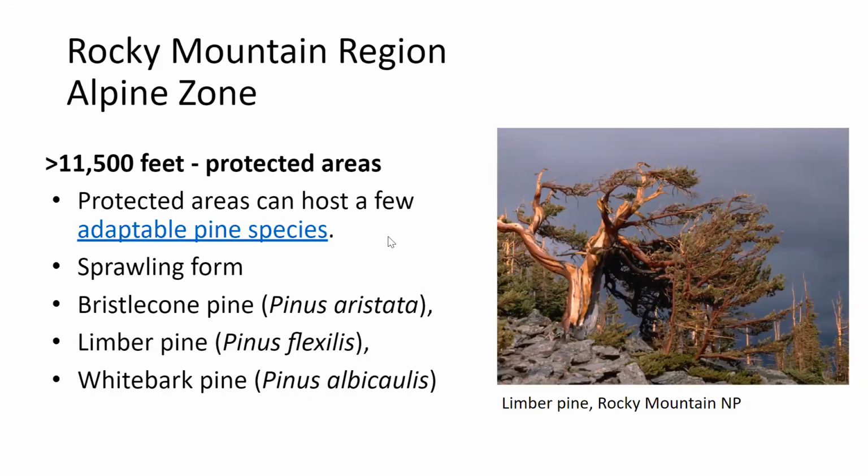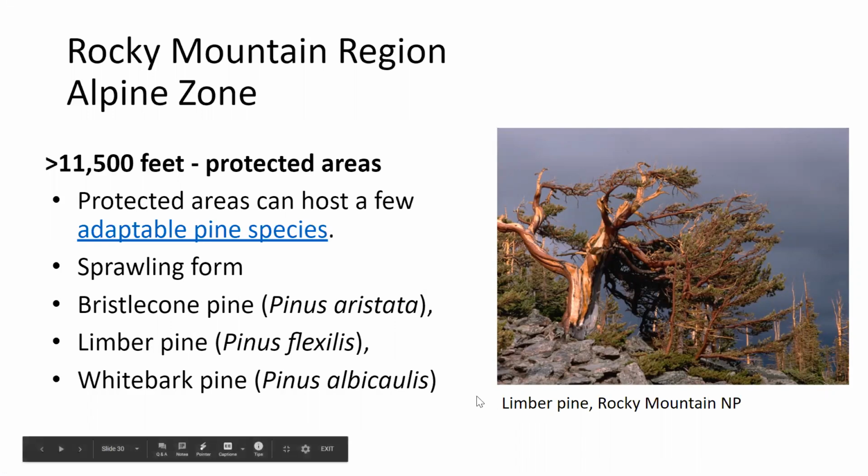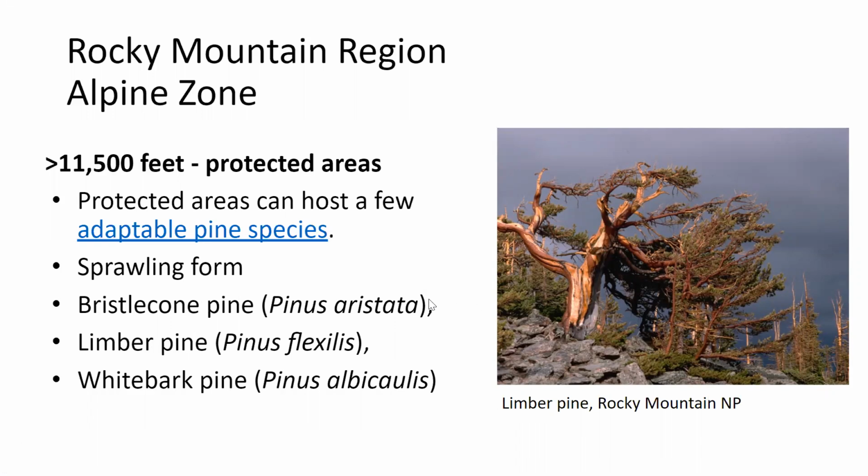Up at these very high elevations, there are sometimes tree species if they're sheltered or protected from the weather. And I have a link here that you can look at, and you can see that a lot of these pines have a very sprawling form. So that includes Pinus aristata, right, the bristlecone pine. It includes limber pine, Pinus flexilis, and also whitebark pine, Pinus albicaulis. And we have an example of limber pine shown here at Rocky Mountain National Park.